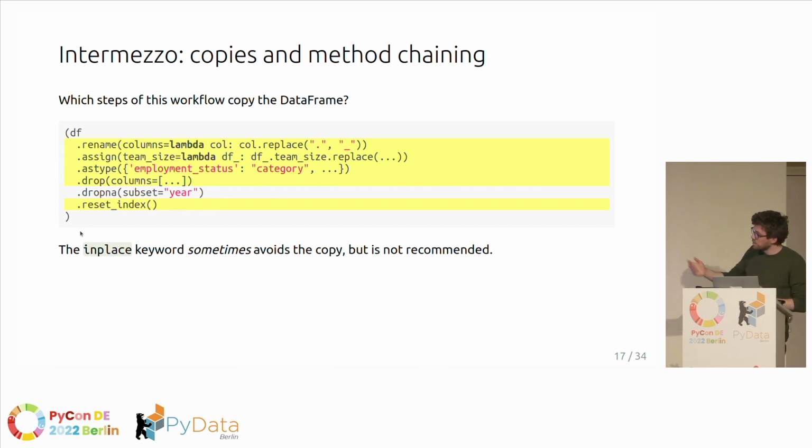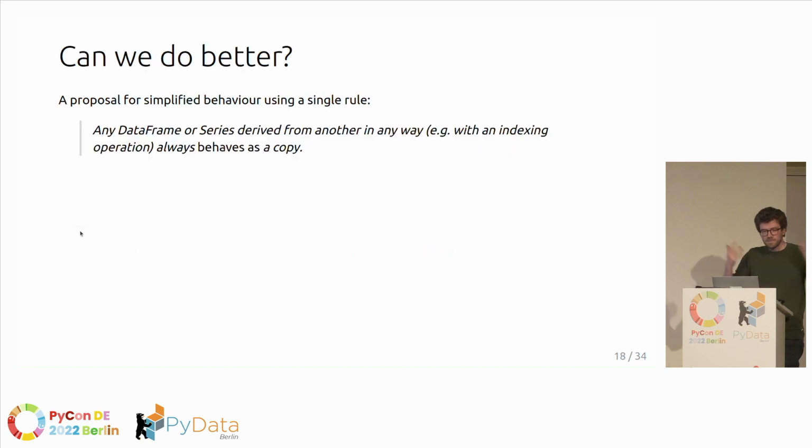There is an inplace keyword that sometimes avoids the copy, but not always. It's also a very unclear aspect of Pandas, and we typically don't recommend using it. It might also get deprecated. So can we do better? I'm personally convinced that we actually can make this easier and more performant, and improve Pandas in that way.